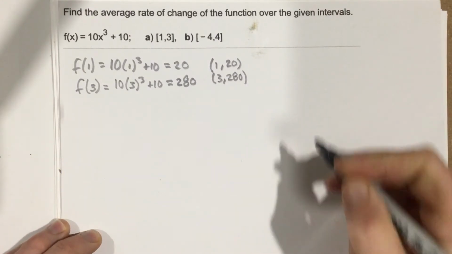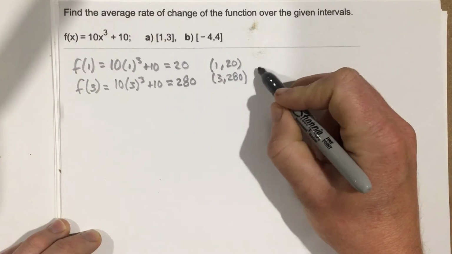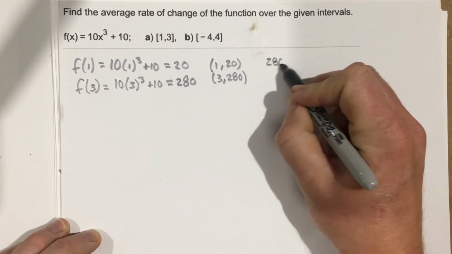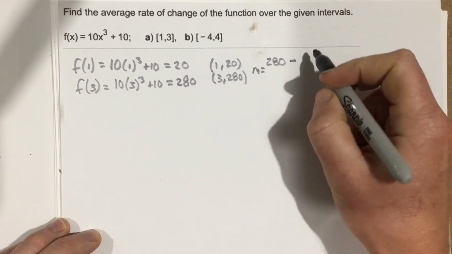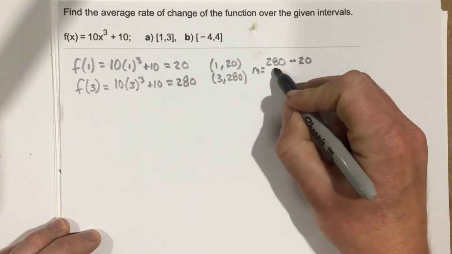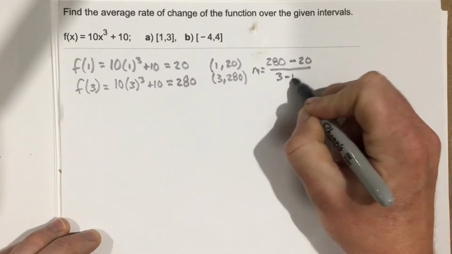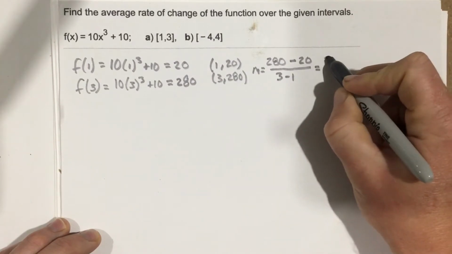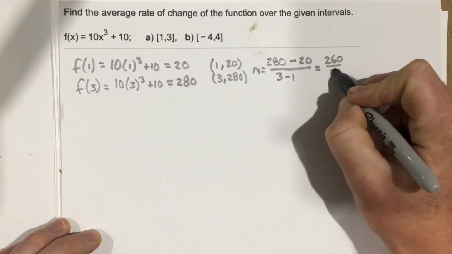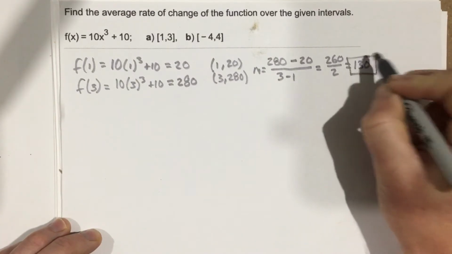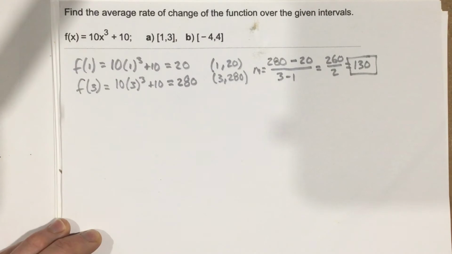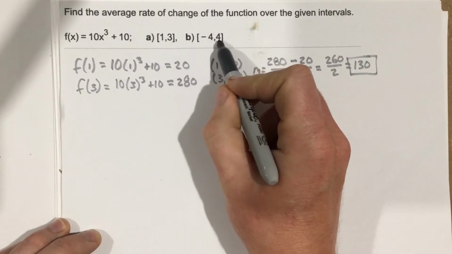So if we want to find the average rate of change, we start by doing 280, right? So m equals 280 minus 20 over 3 minus 1. This is going to give you 260 over 2, which is 130 for your slope. Now let's do the same thing for -4 and 4.